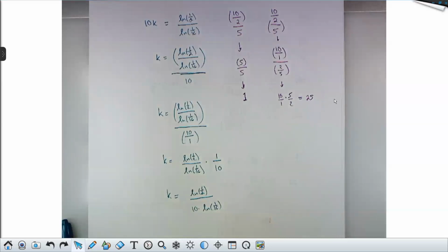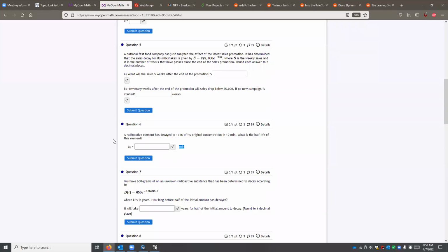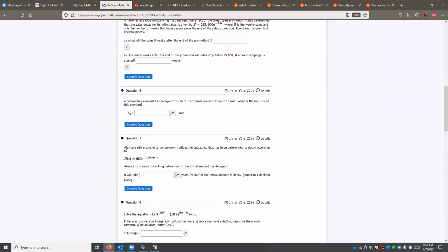Okay. The next one that was requested was number 7. We have 650 grams of an unknown radioactive substance that decays according to this function, where t is measured in years. How long before half of the substance has decayed? So in other words, it's again, we want to find the half-life. But this time, we've been given a different kind of function, one that does not look like a half-life function.